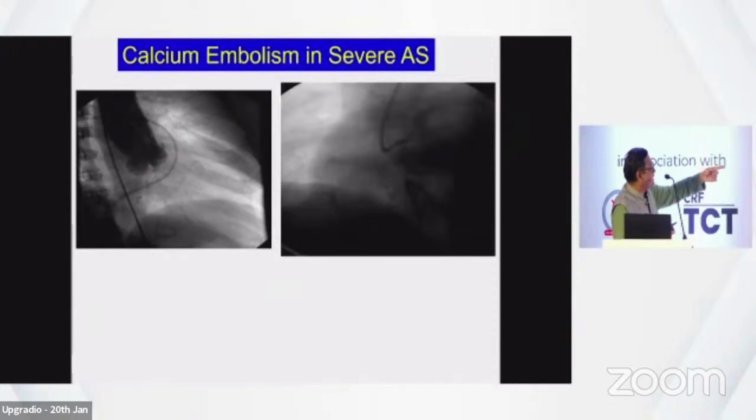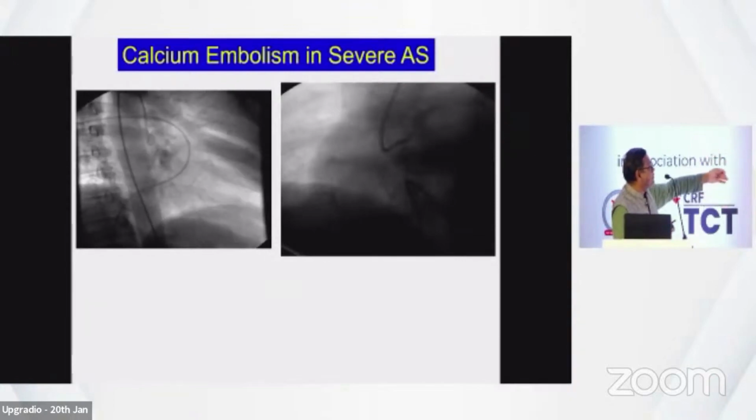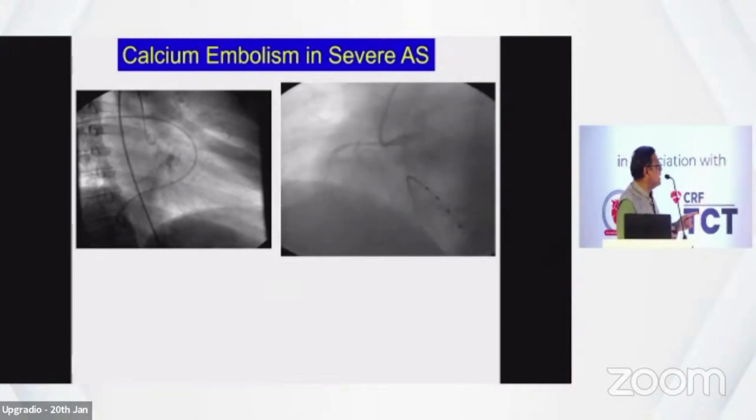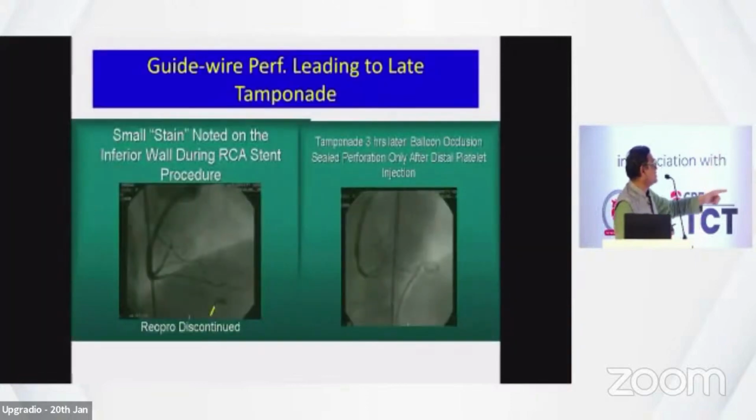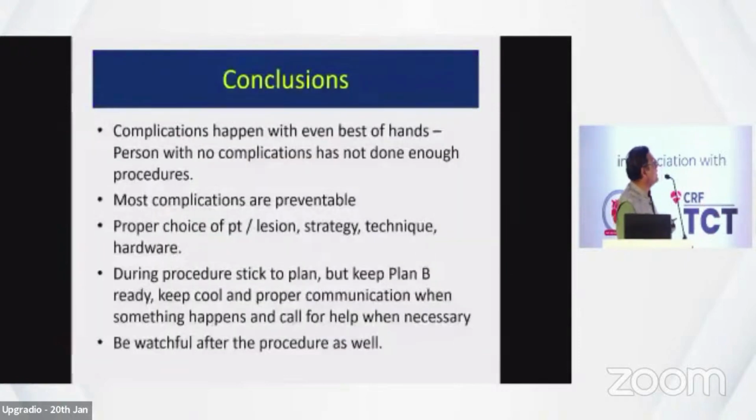So here is that case which you could not see, where, while trying to cross the aorta in severe AS, the calcium got embolized, and then finally it was crushed. And here is a case of guide wire perforation, and you can see that there are some strategies. I think Dr. Anil already told you, so I will not spend any time there. So I will conclude because Dr. Srinivas is looking at me again and again.